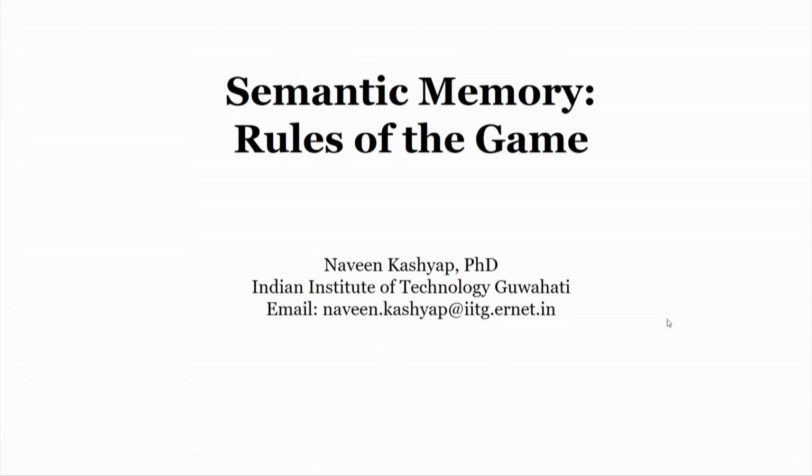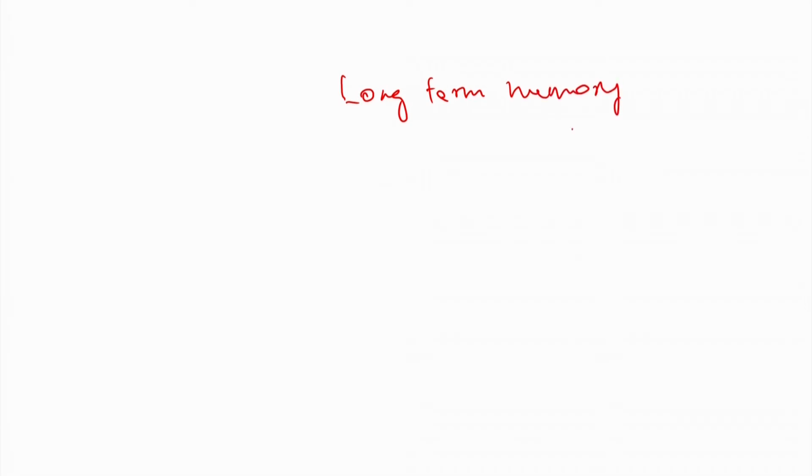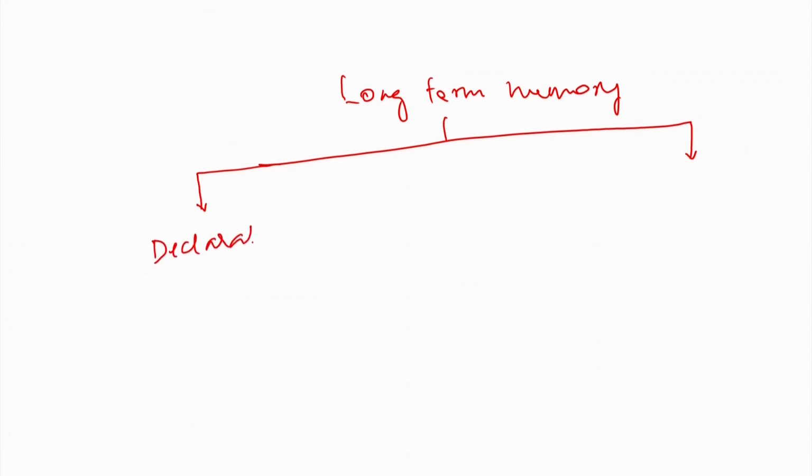Now, if you remember from the last class, I discussed the way long-term memory is organized. What we saw was that long-term memory had two separate parts, and I also explained a little bit about the distinctions between them. These parts are the declarative and the procedural types of memories.